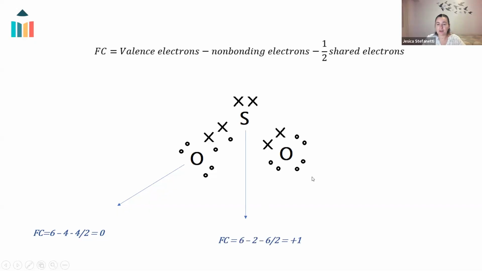Finally, for the oxygen on the right-hand side, there are 6 valence electrons. There are 6 electrons as non-bonding electrons, and then you have 2 electrons shared, meaning we will do 6 minus 6 minus 1/2. That's minus 1.